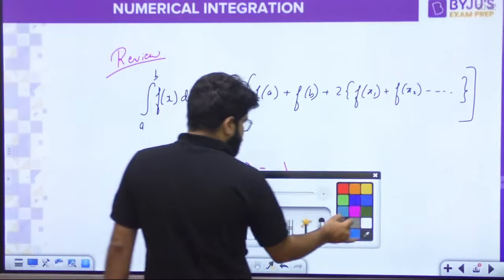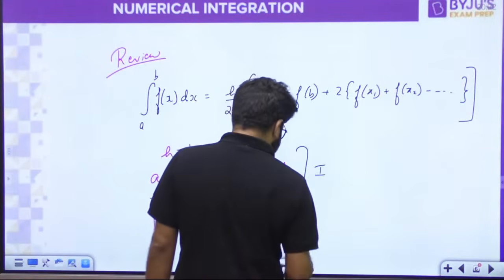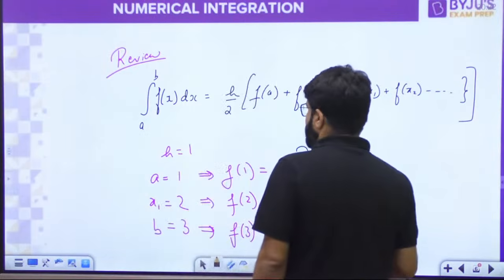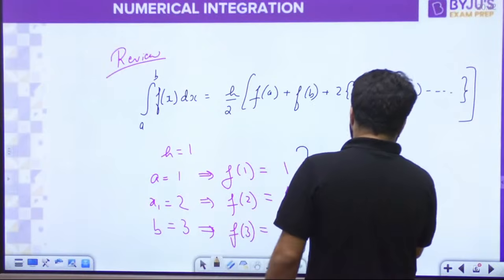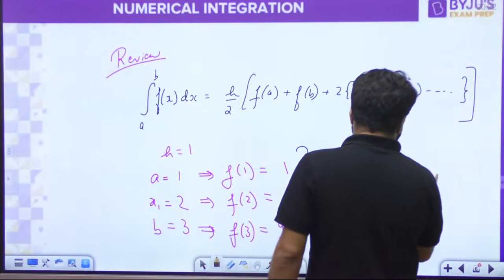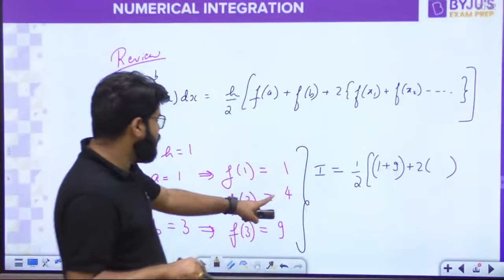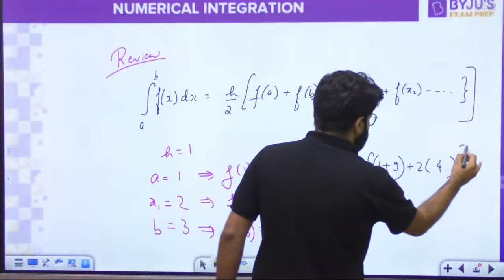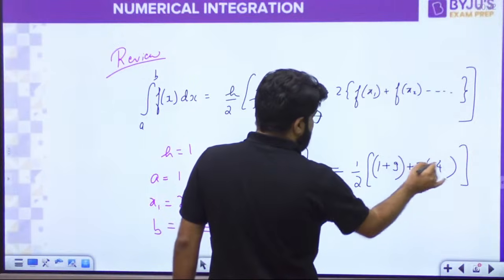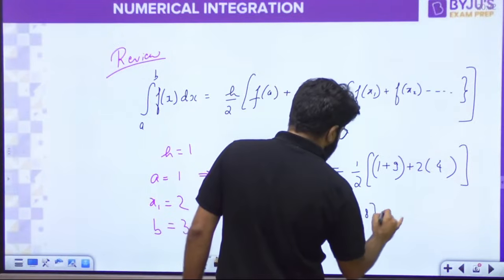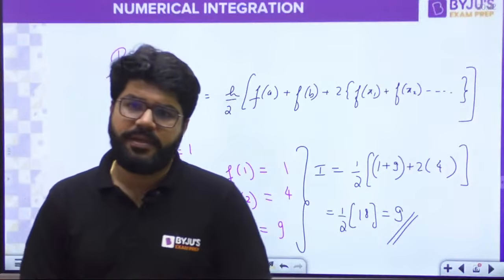Collecting all of this and putting in the trapezoid formula, what is the value of the integral? H का value 1 है, 1 by 2 fa plus fb, f1 plus f3, 1 plus 9, sum of the end points plus twice intermediate points. How many intermediate points? Only one intermediate point, that is 4. So ये हो गया half. Okay, that is 10 plus 8, 18, half of 18, answer is equal to 9. The answer is equal to 9, everybody.